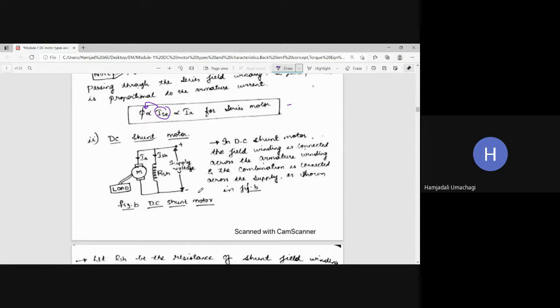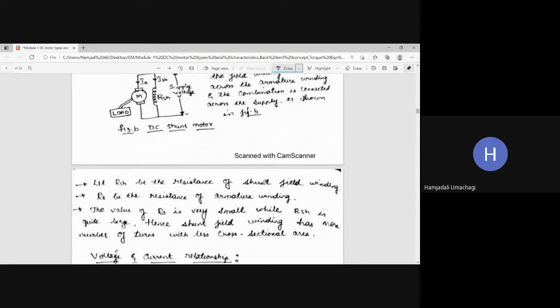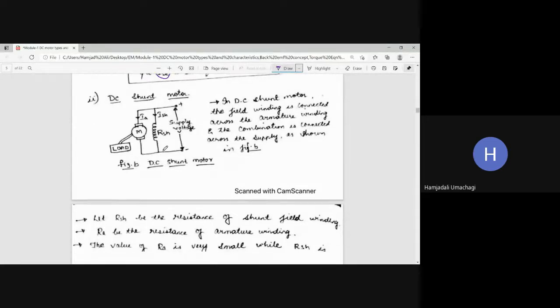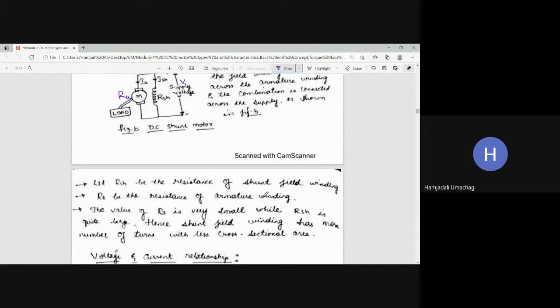As shown in the figure, this is figure B. Now, let RSH be the resistance of the shunt field winding, RA be the resistance of the armature winding, which is housed inside this motor, and V is the applied input voltage. This will be your IL. If you want, you can consider this the total load current, or the current taken from the power supply, as IL.